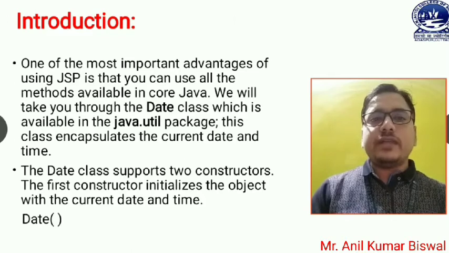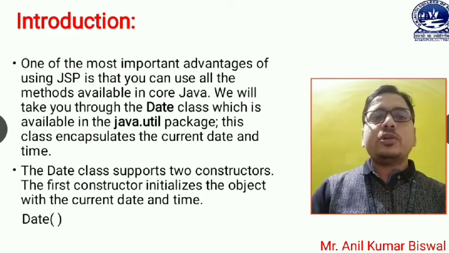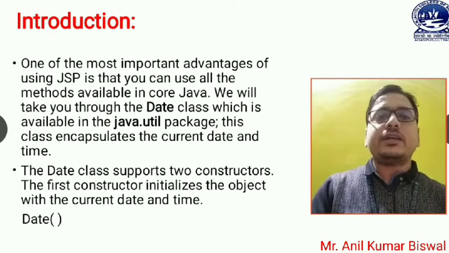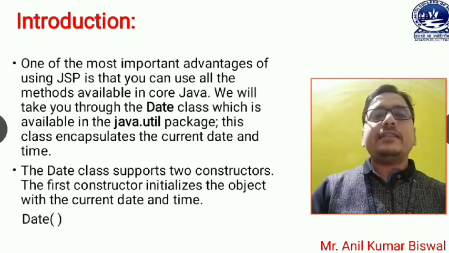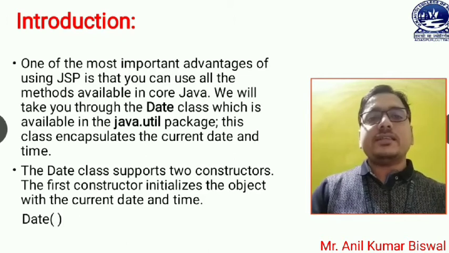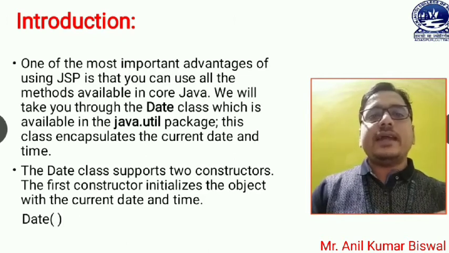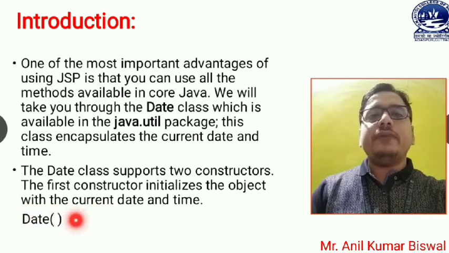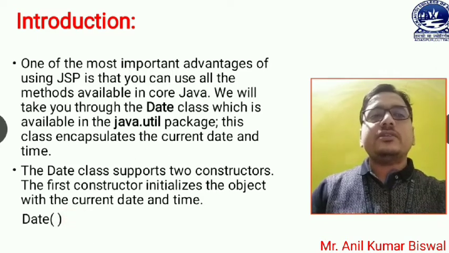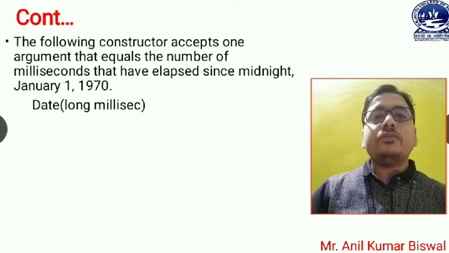The Date class supports two constructors. The first constructor initializes the object with the current date and time, and in that case we prefer the constructor named Date, always denoted with parentheses, which is already displayed in this slide. So in this slide we already have that point known as Date. Next we are learning how to use that date in our system.